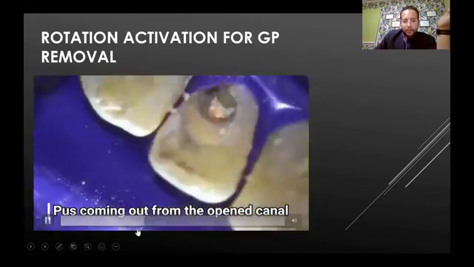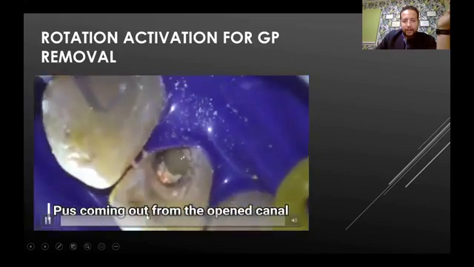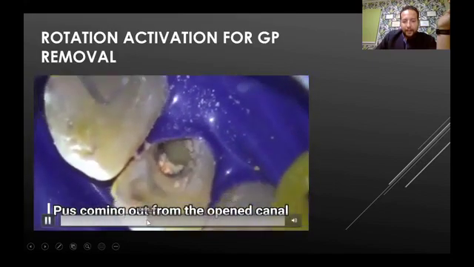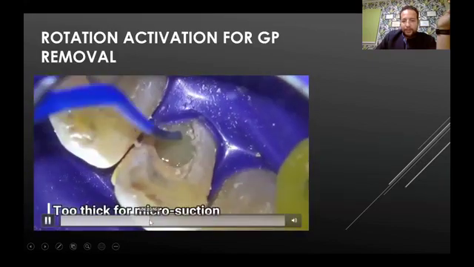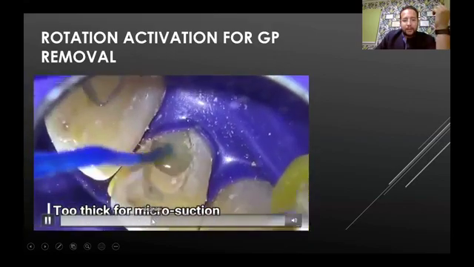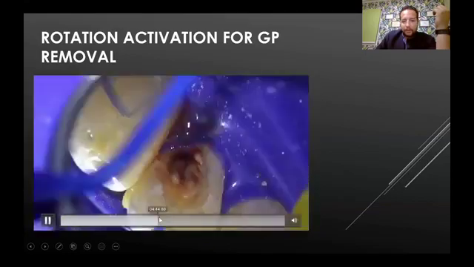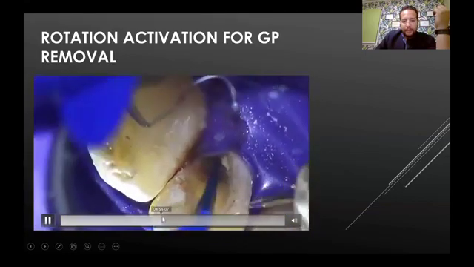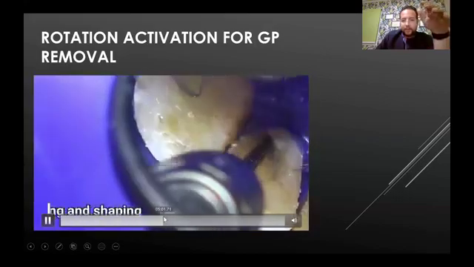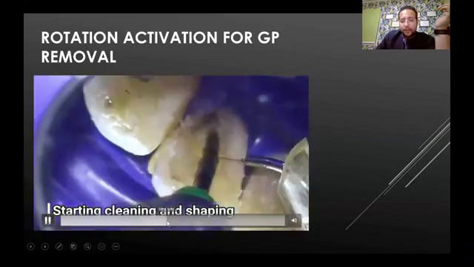Look how much pus comes from the canal. The pus is oozing from the canal. It was so thick that I can't remove it with the tip. So I do irrigation. Pus. This is negative pressure irrigation with Safe Clean. We'll talk about it later, as I said. Now I complete shaping to 35.04.